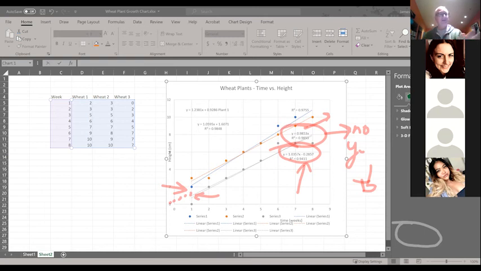All right, so that's Excel. And let's just quickly go to Google Docs. It'll be very, very similar. Not exactly the same, but quite similar.